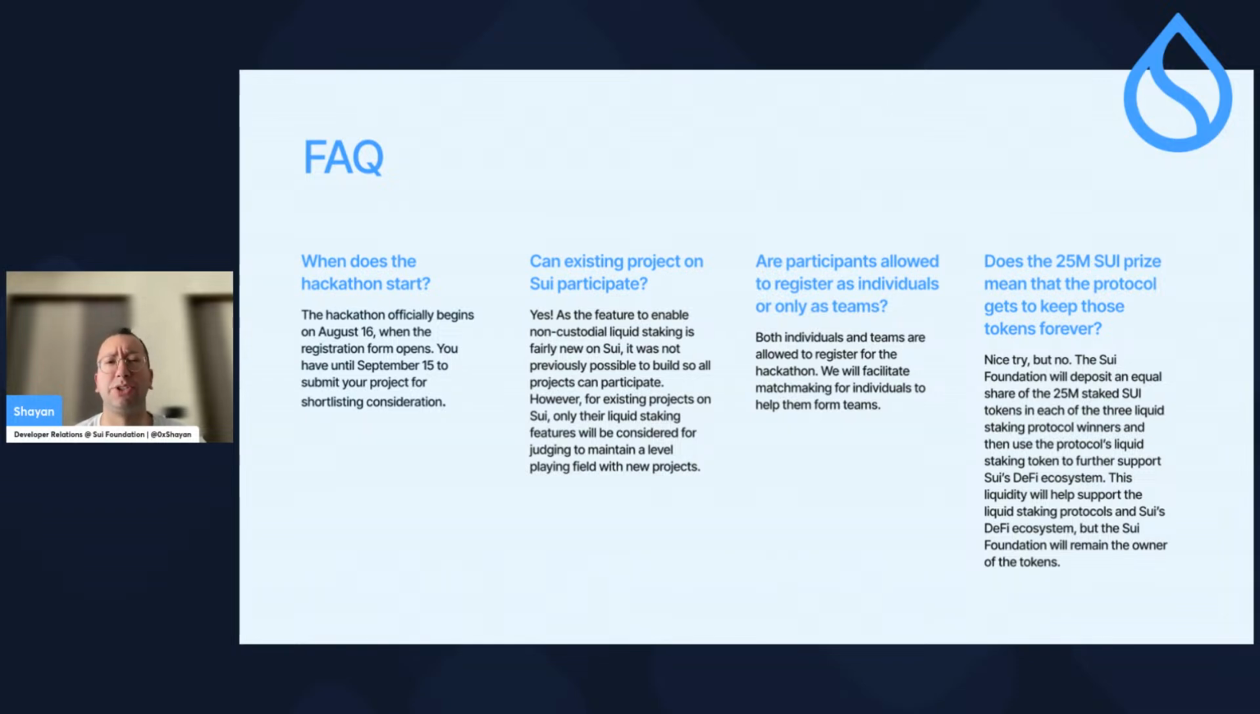And then probably the biggest question, you guys saw at the beginning, wow, 25 million Sui. So does a 25 million Sui prize pool mean that the protocol gets to keep those tokens forever? Fortunately, no. The Sui Foundation is going to deposit an equal share of the 25 million staked tokens in each of the 3 liquid staking protocol winners, and then use the protocol's liquid staking token to further support Sui's DeFi ecosystem. This initial liquidity is to help seed the ecosystem, initially incentivize liquidity and so forth. But at the end of the day, the Sui Foundation will remain the owner of the tokens.